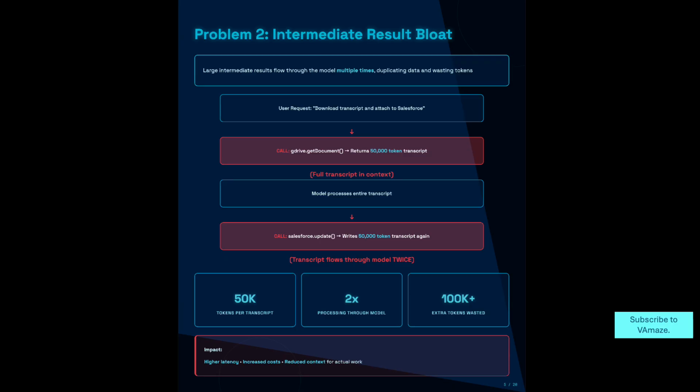For a 2-hour sales meeting, we're talking about 50,000 additional tokens. You're essentially paying for the model to read and write the same content multiple times, even though the model doesn't actually need to reason about most of that content. It's just moving data from point A to point B. And this is just a simple 2-step operation. Imagine a complex workflow with 10 or 20 steps, each passing large amounts of data through the model. The token usage balloons quickly. This is particularly problematic because these large intermediate results can also increase the likelihood of errors. Models might truncate data, make mistakes when copying, or simply run out of context space.